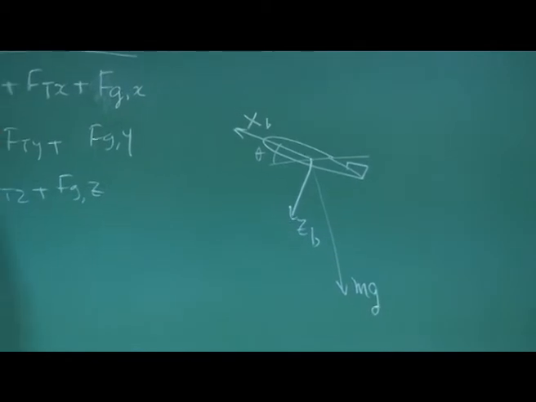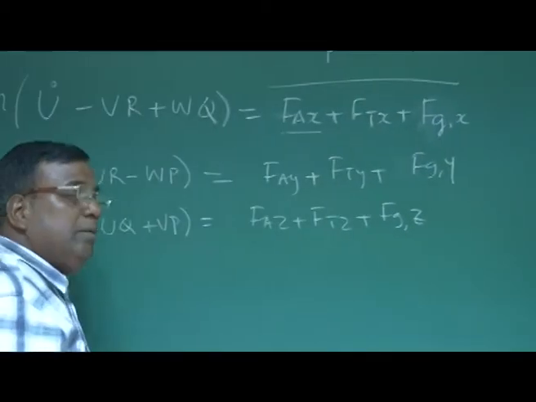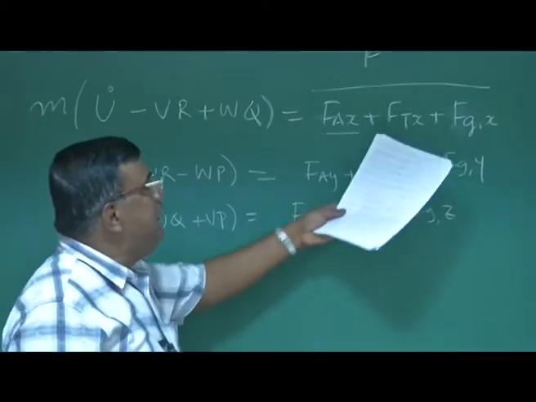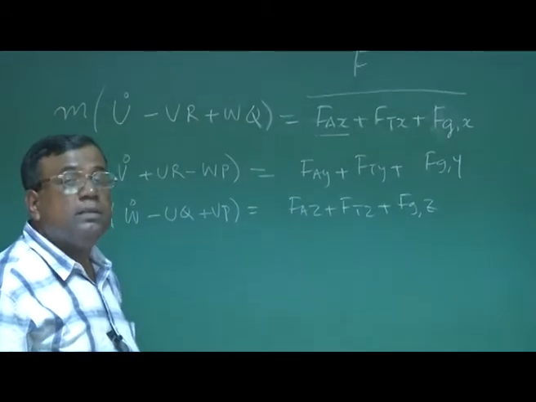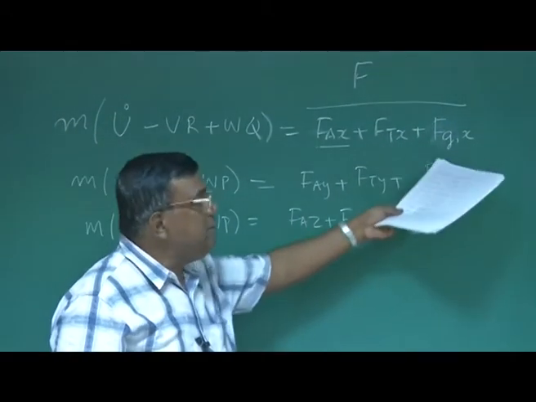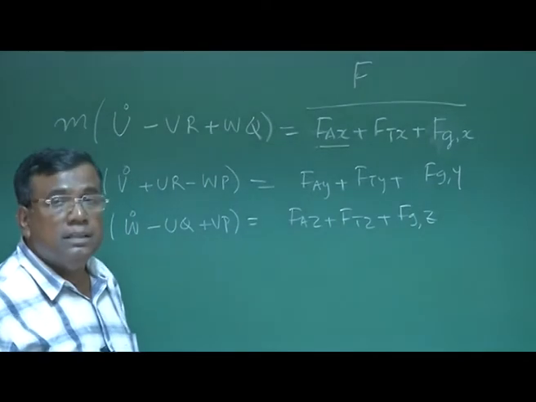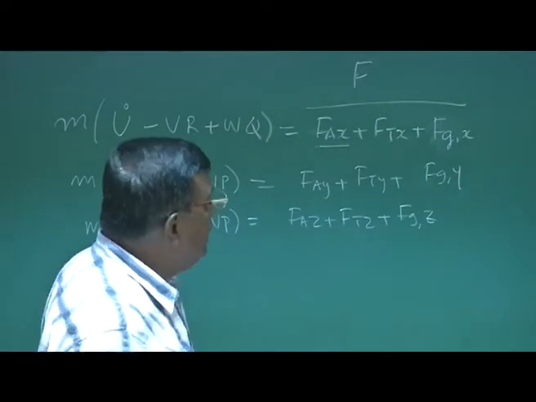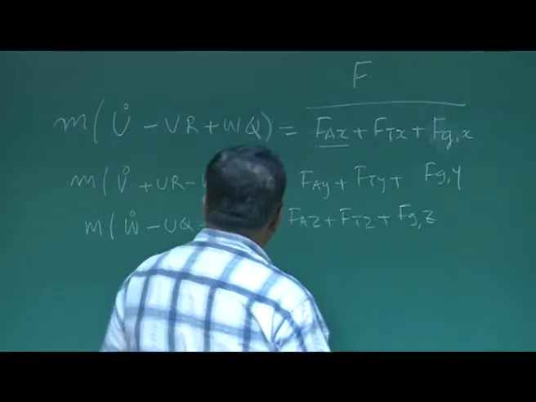This is the aerodynamic force. This will come because of drag and because of lift. Ftx is because of propulsion, the thrust. And then Gx means the component of the weight, or the gravity force. Similarly, along y and along z.